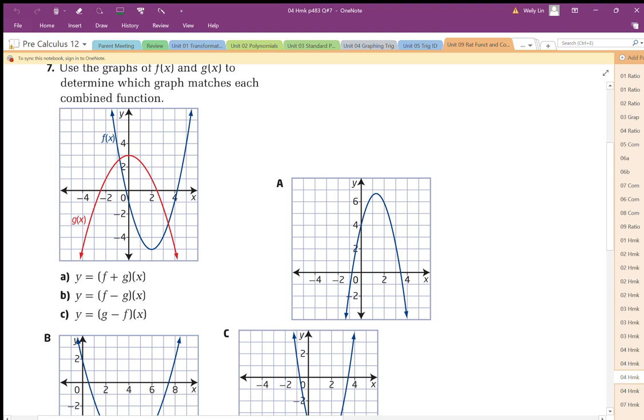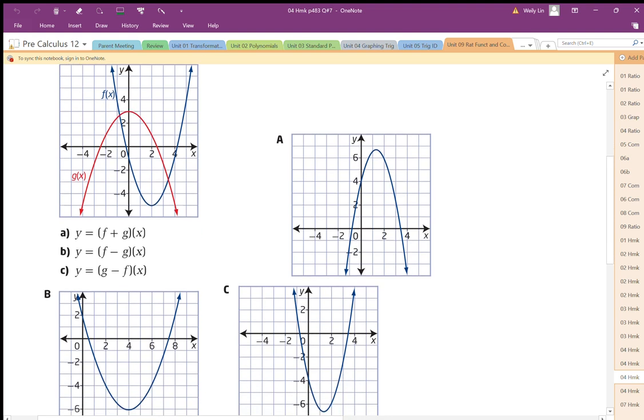The other thing is we can look at some points. Here we're going to end up with a positive leading coefficient, and if we look at B and C, those are two positive leading coefficients. Because our leading coefficient will be smaller, we should expect it to be wider, so likely going to be B.